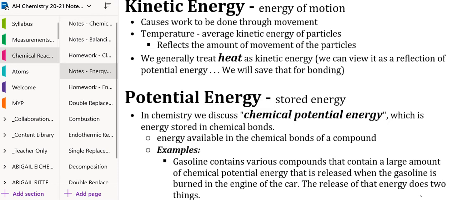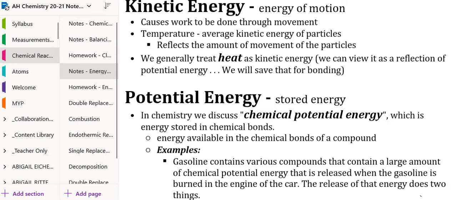When we're talking, for chemistry's sake, we're really looking on the atomic scale. When we talk about kinetic energy, we're talking about the particles that make up a substance and how much they move. Our way of reflecting that is with temperature. When we describe the temperature of a substance, what we're really describing at the atomic level is how much the particles are moving.